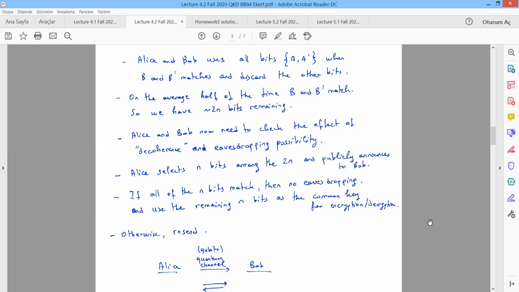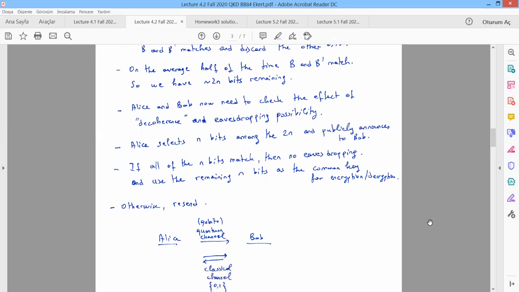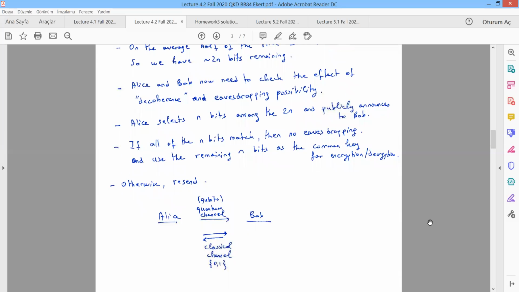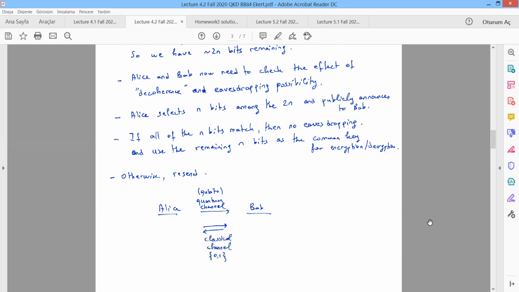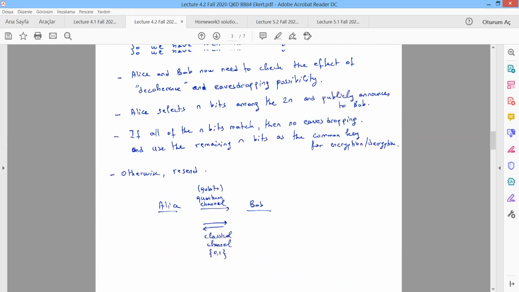Otherwise, if they notice a compromise, if these n bits do not match according to the protocol, they restart the communications protocol. There are also other randomness or expansion protocols that are used, but the most common, straightforward way would be to restart the protocol and send 4n new qubits. So this is how it works.